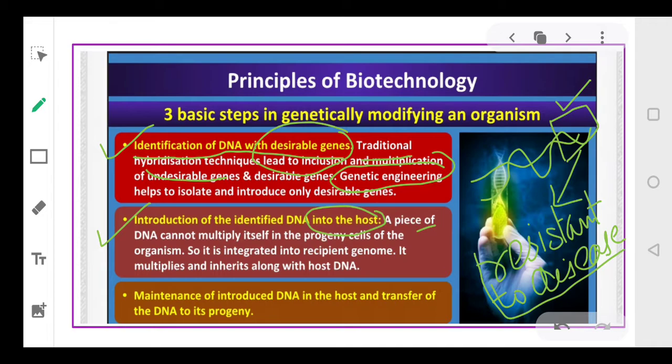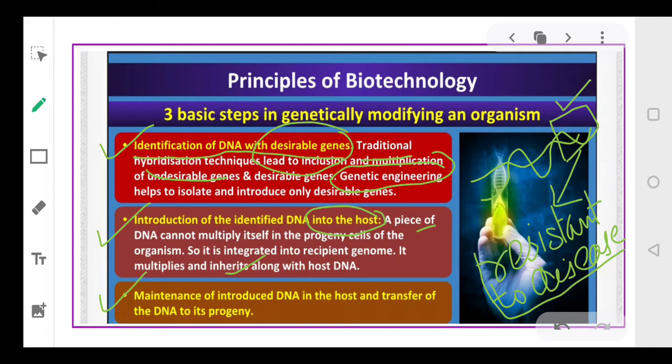this DNA cannot multiply on its own. ये जो डीएनए है ये अपने आप मल्टीप्लाई नहीं कर सकता, but it has to be integrated with the DNA of the host. ठीक है, ये डीएनए होस्ट के साथ इंटीग्रेट होगा तभी वो मल्टीप्लाई कर सकता है. Okay, so the DNA we have inserted into the host, first it has to be integrated with the genome of the host, then only it will multiply and it is inherited from one organism to its offsprings.